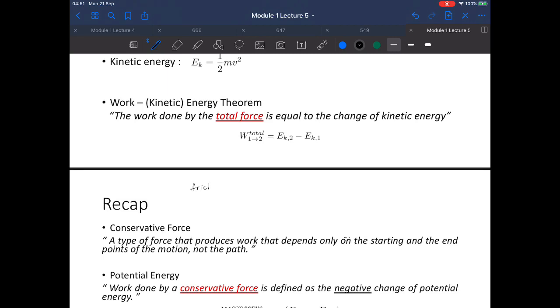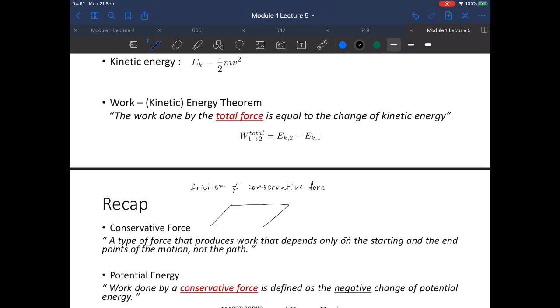For example, friction is not a conservative force. Friction is not a conservative force. Why? Because if you think about the work done by friction, it does depend on the path.